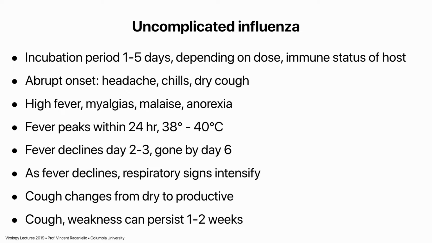You can usually pinpoint when you've got the first symptoms of influenza. You get headache, chills, and dry cough, which are prodromal. Can't really tell what kind of infection that is. Initially, you get a high fever, myalgias, malaise, anorexia. Fever peaks within a day and then declines.